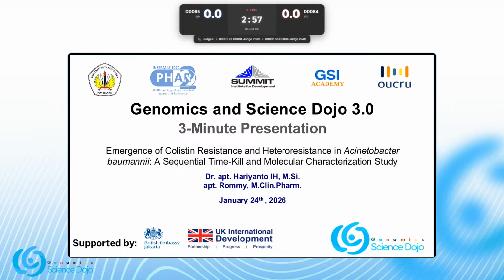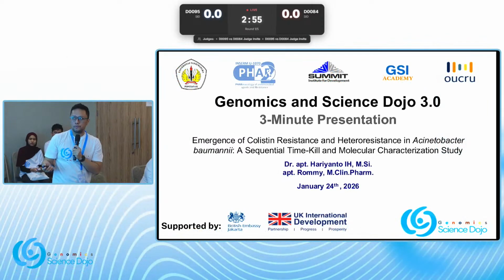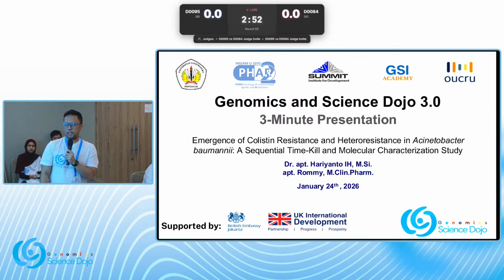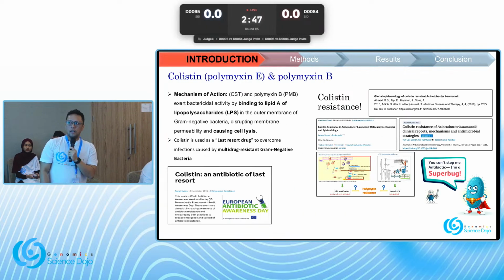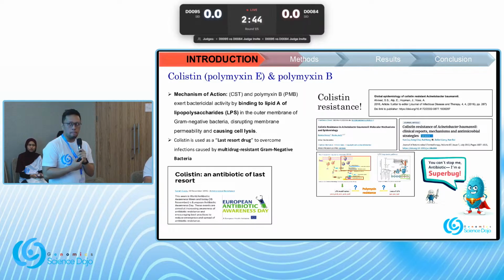My name is Haryanto and my colleague Romi. Today we'll present emergence of colistin resistance and heteroresistance in Acinetobacter baumannii, a sequential time kill and molecular characterization study. Next. So colistin and polymyxin B is the polymyxin class antibiotic that has mechanism binding to lipid A of lipopolysaccharide, causing cell lysis, and this antibiotic is used as a last resort drug or last option to overcome infection caused by multi-drug resistant gram-negative bacteria. But since the 2000s, the first clinical isolate of colistin-resistant A. baumannii was reported, and imagine that we will pass the era before penicillin was found.